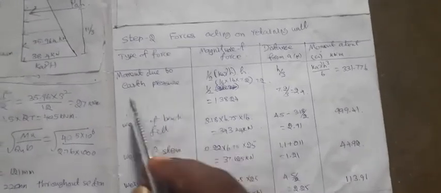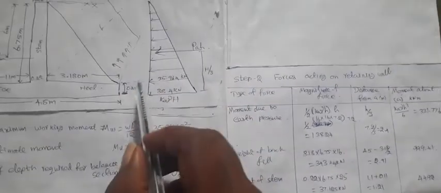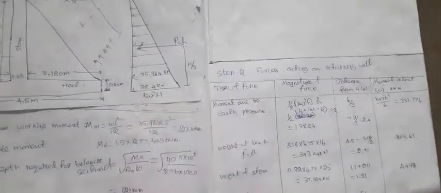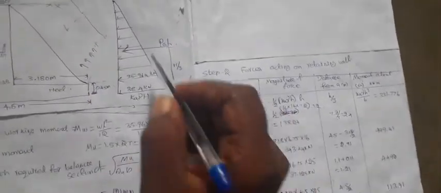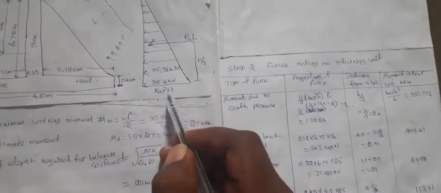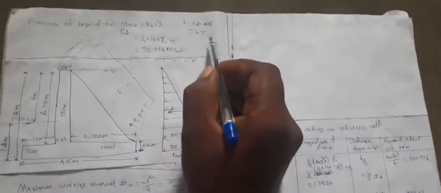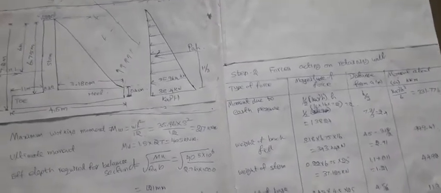So here the force due to earth pressure is nothing but the total area of this triangular portion. The area of the triangle is half B into H. Half into B is nothing but Ka gamma H, and H is the overall height 7.2 meter. Here we used 6.75 meter for the stem, and the overall depth 7.2 meter is used for the total pressure acting on the retaining wall.